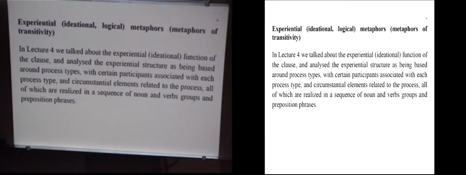And so when we are looking at these, in lecture four, we talked about how when you want to express something, you pick a process. And then along with that process, you're going to have different participants. So if you pick a material process, there's going to be an actor and a goal. And if you pick a mental process, there's going to be a sensor and a phenomenon. But what you can do sometimes with metaphors is take a process that you might represent in one way and present it as another. So say, for example, you take something that you might present as a mental process, but then metaphorically present it as a material process. I'll give you some examples.